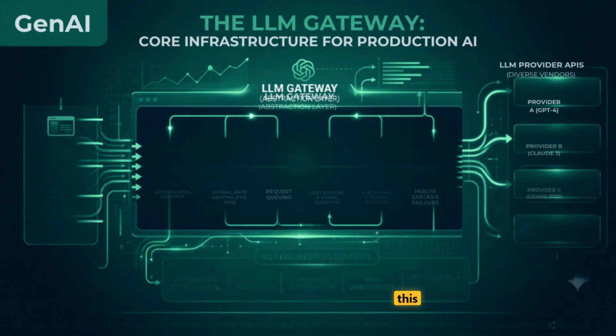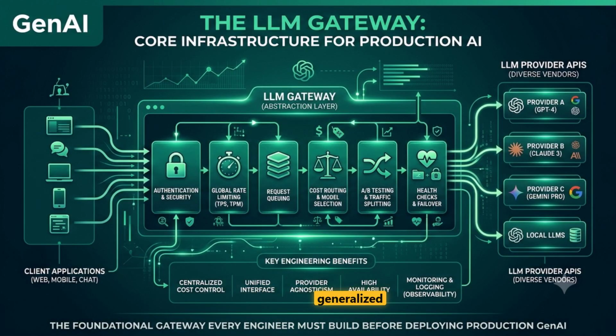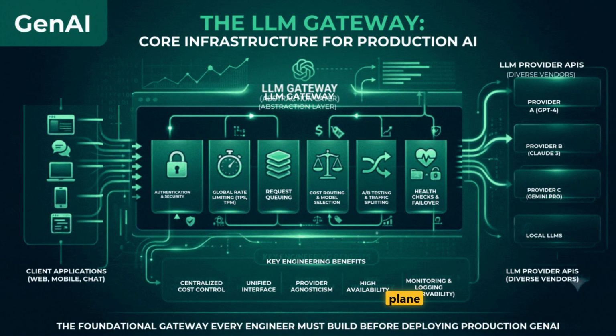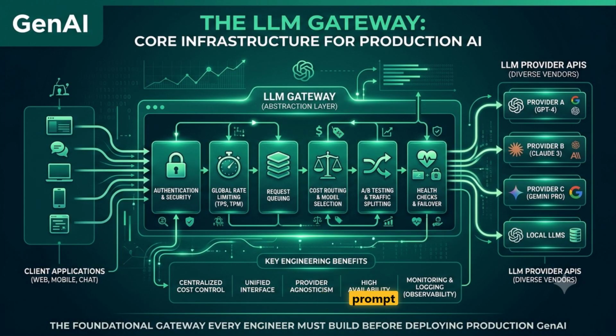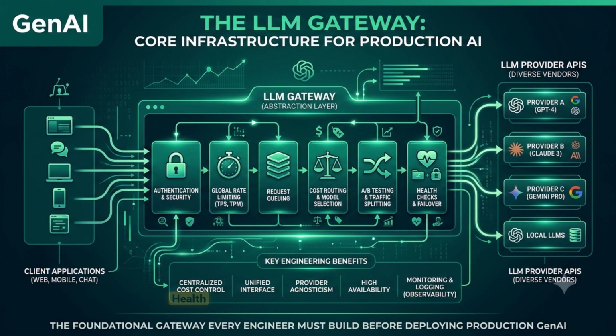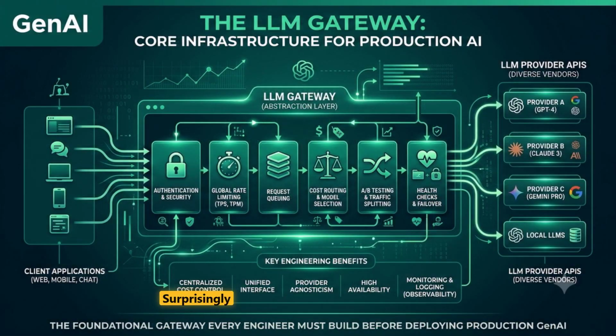Two tools solve this today, Kong and Portkey. Here is the key difference. Kong is a generalized API gateway for all of microservices, while Portkey is purpose-built as an LLM control plane with built-in model observability and prompt management. After establishing request hygiene, follow the flow to the right through the core routing stages, cost routing and model selection, A/B testing, and finally, health checks and failover, before fan out to the LLM provider APIs, including provider A, B, C, and local LLMs.